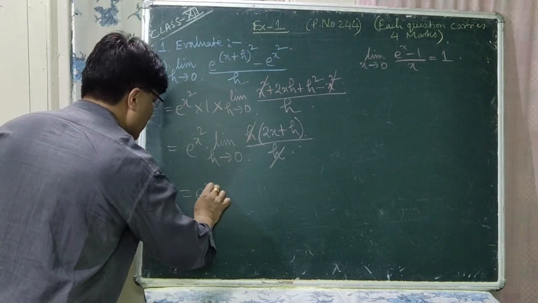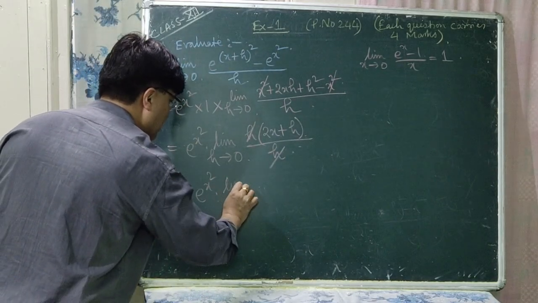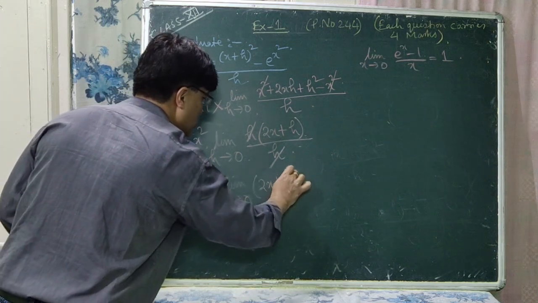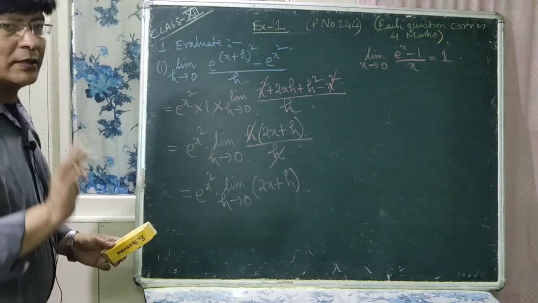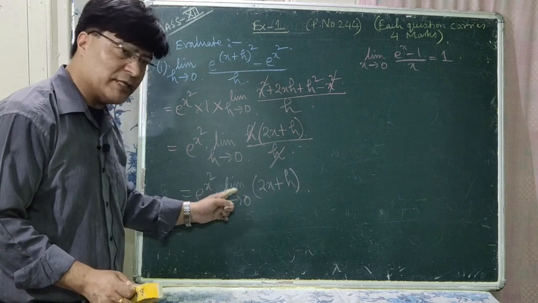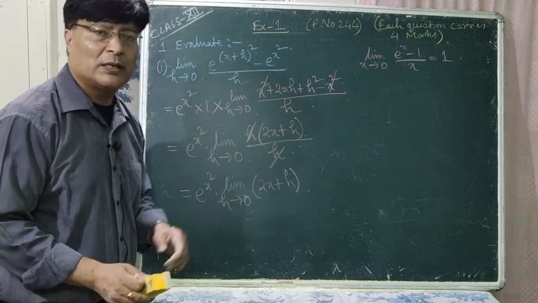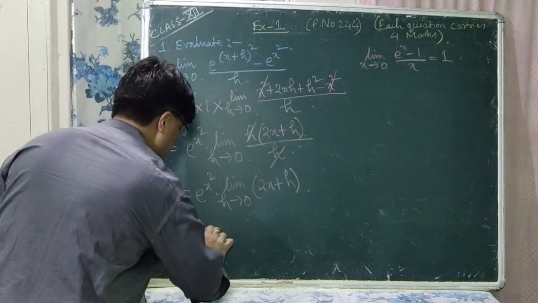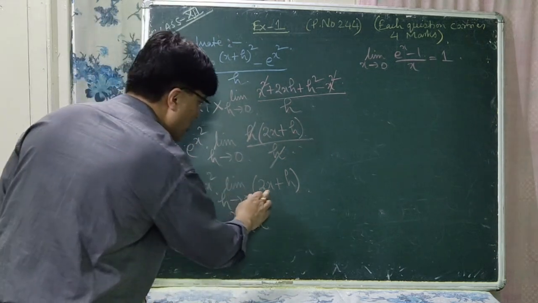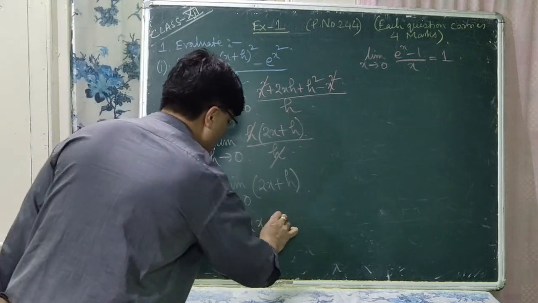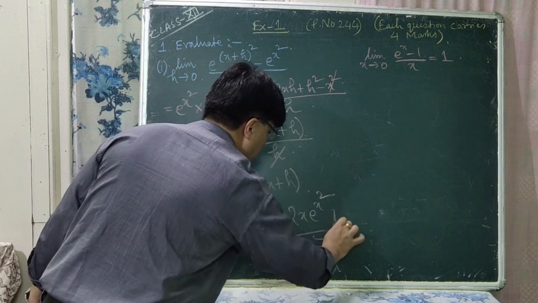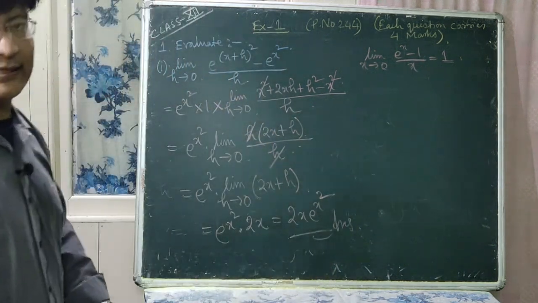So it is equal to e to the power x square into limit h tends to 0 of, within bracket, 2x plus h. Now you can put the limiting value of h, which is 0. So you can put h equal to 0 in this case. So it is equal to e to the power x square into 2x, because 2x plus 0 is always 2x. So what is the answer here? 2x e to the power x square. So this is the final answer.